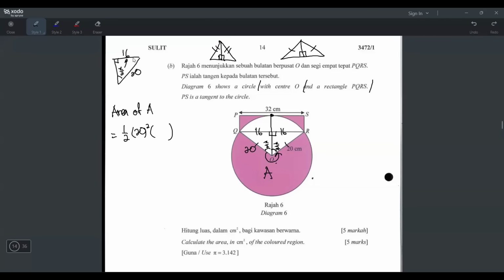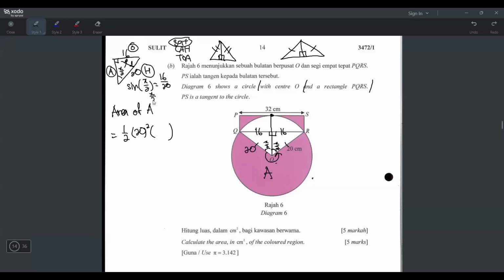Opposite the angle, we call it the opposite. Opposite 90, we call it the hypotenuse. And then the last one is the adjacent. So which one will you use? SOH CAH TOA. You have the opposite and the hypotenuse, so you should use sine, right? You're trying to find the angle. So it becomes sine x over 2 equals opposite over hypotenuse, 16 over 20.